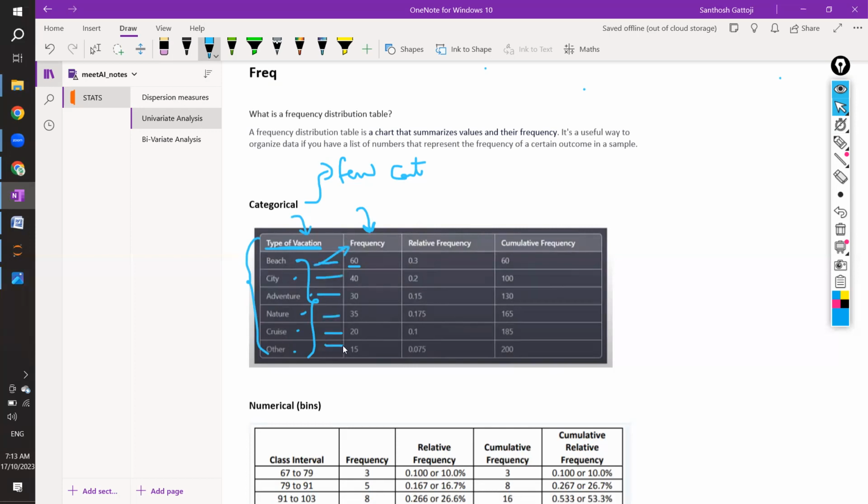This is the frequency. That means how many people are liking beach? 60. How many people are liking city? 40. Like that. This is frequency. Any doubts here, on the outcome and the frequency part? No, sir, no doubts. Okay, fine.